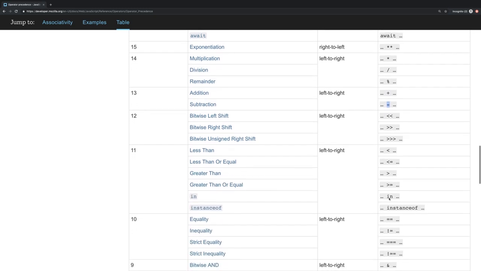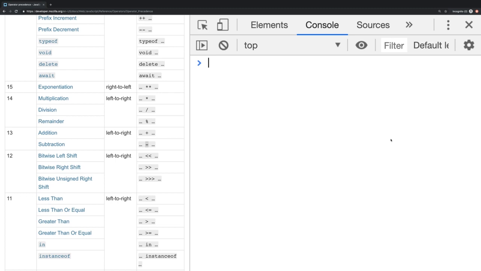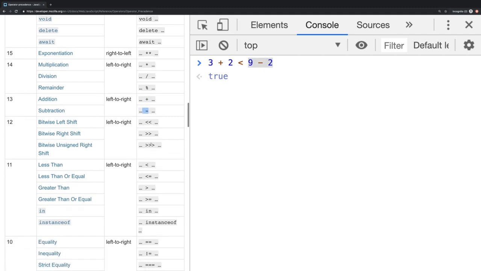And if we scroll down further, we see that the Boolean operators have a lower precedence. The impact of that is that if you, for example, check if 3 plus 2 is smaller than 9 minus 2, then you will actually get true, because JavaScript will first evaluate this, and then compare the results. Because the addition and subtraction operators, which I'm using here, have a higher precedence than these comparison operators.